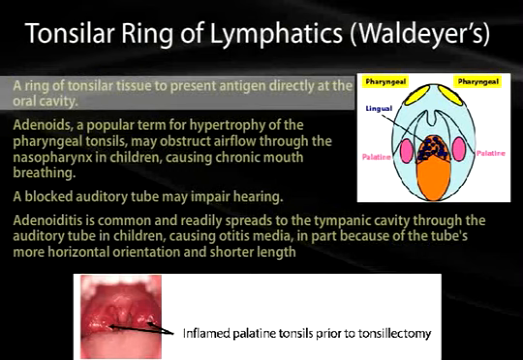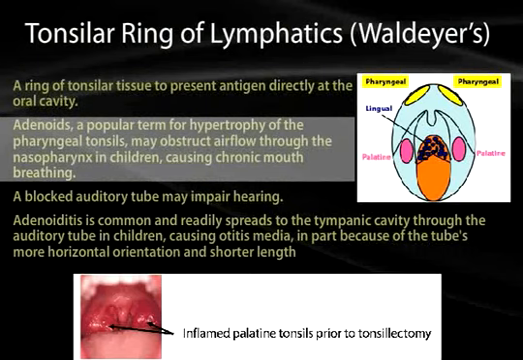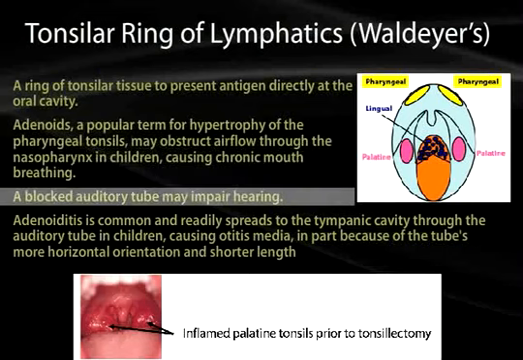What is Waldeyer's ring, then? It's a ring of tonsillar tissue that will help present antigens directly at the oral cavity. Adenoids is a popular term for hypertrophy of the pharyngeal tonsils, and this may obstruct the airflow through the nasopharynx, in children especially, or it can cause chronic mouth breathing. And here you can see some very inflamed palatine tonsils just prior to their removal in a tonsillectomy. These can cause a blocked auditory tube as well, which can impair hearing.